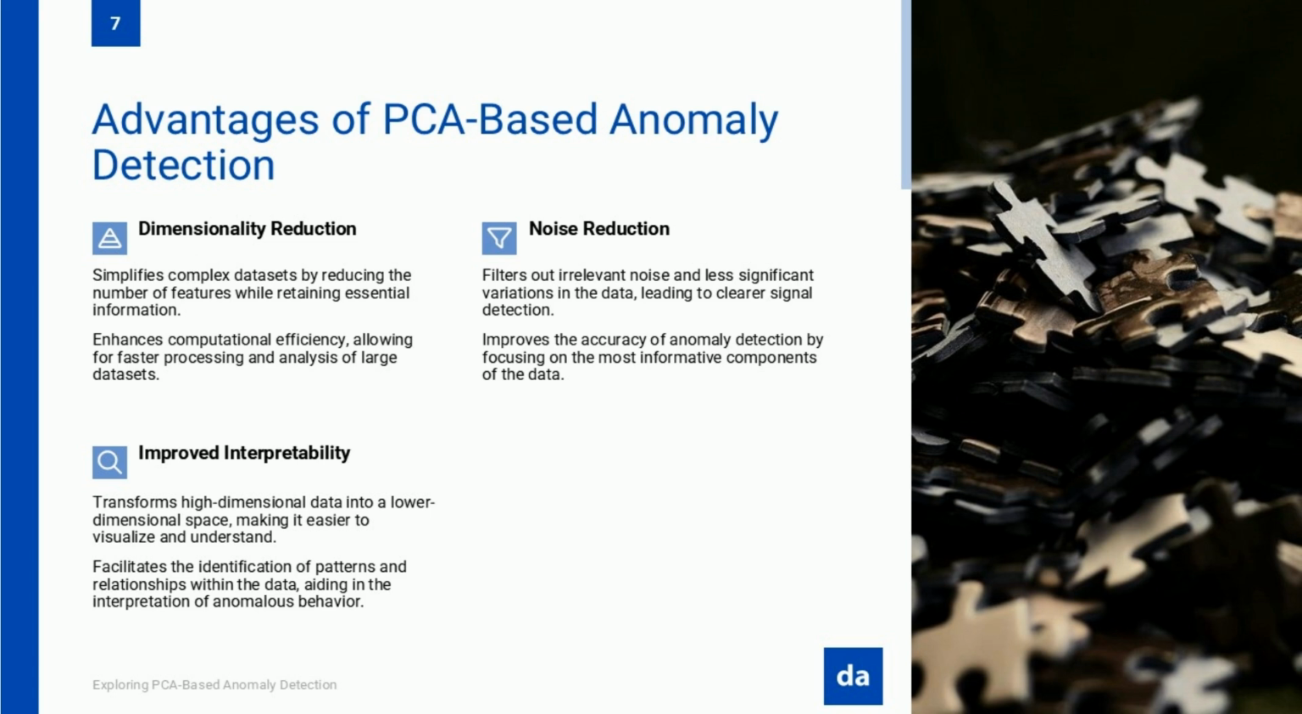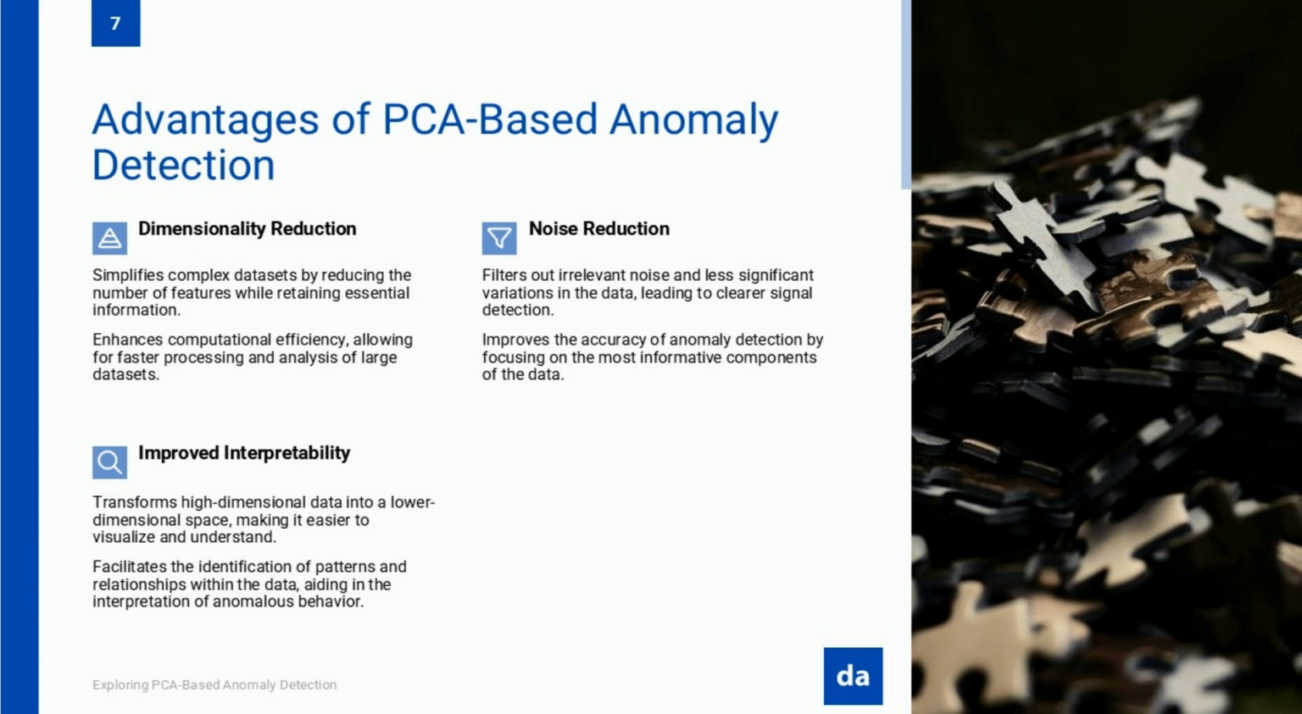Another major benefit is noise reduction. Raw datasets often contain irrelevant fluctuations or inconsistencies that can interfere with anomaly detection. PCA acts like a data filter, removing minor variations that don't contribute much to the overall structure. This leads to clearer signal detection, making anomalies stand out more distinctly. In machine learning applications, this can improve model performance by reducing overfitting and focusing only on the most informative aspects of the data.